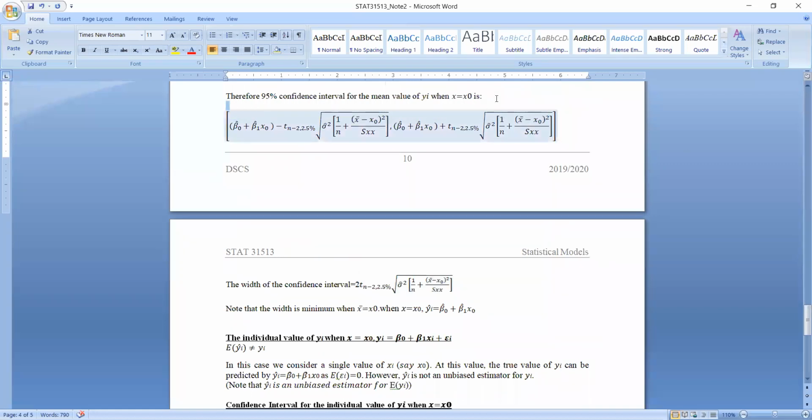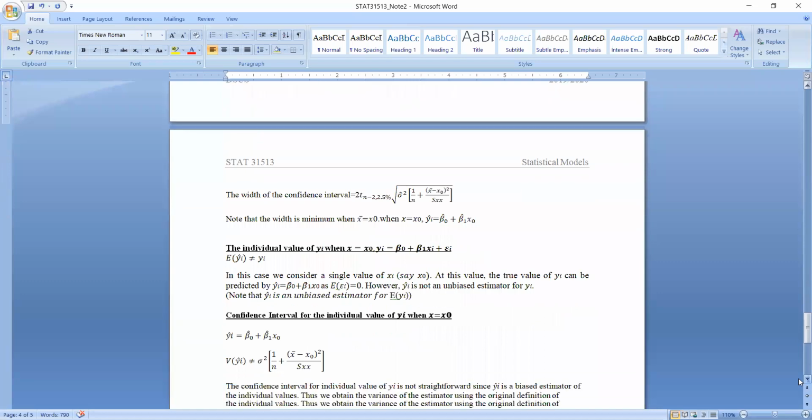And if you look at the equation of the confidence interval, you can see here you have x bar minus x naught. So when x bar is equal to x naught, this whole term will become 0, right? So you have the minimum width of this confidence interval when x bar is equal to x naught. In that case, you can obtain the minimum width value.